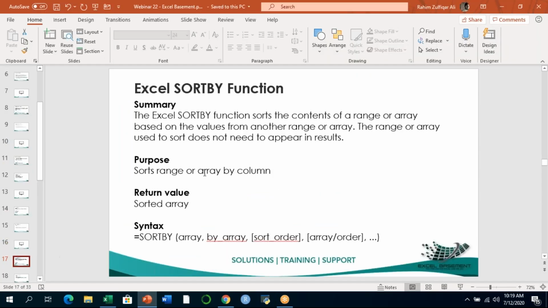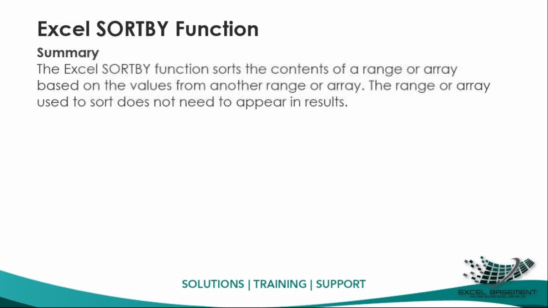Going towards the next function of dynamic array, which is sort by. First, the summary. The sort by function sorts the contents of a range or array based on the values from another range or array. Now you need to understand the difference between sort and sort by. If sort is doing the sorting, then why do we have sort by? So there is a very critical point.